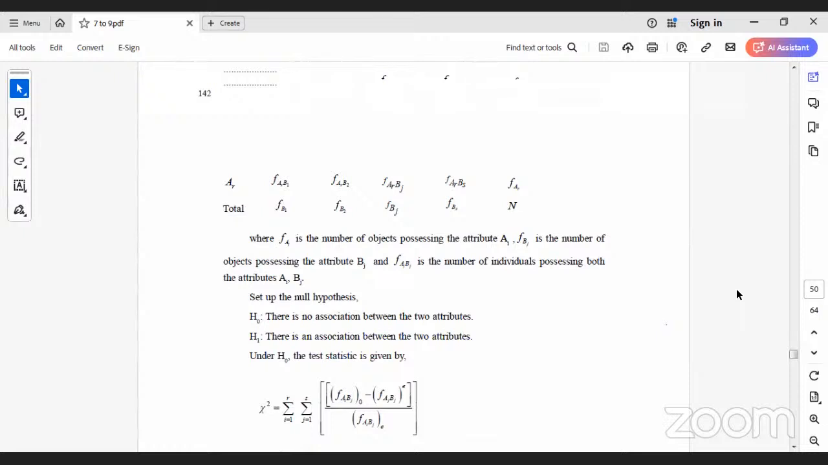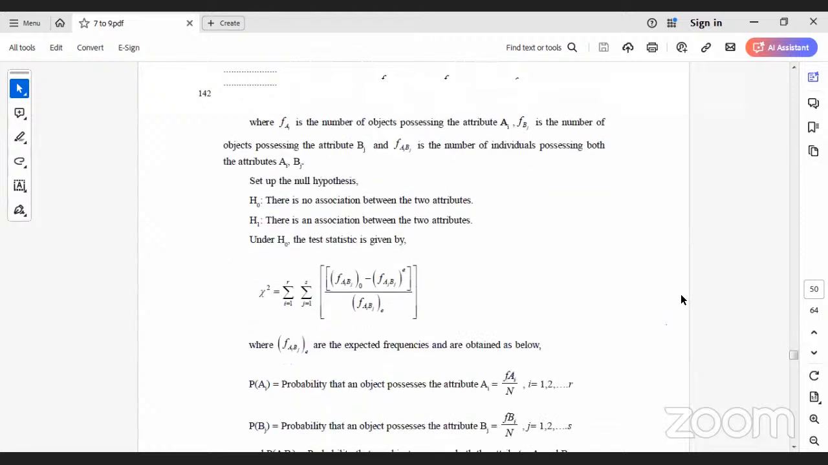So f(Ai) is the number of individuals possessing the attribute Ai, f(Bj) is the number of individuals possessing the attribute Bj, and f(AiBj) is the number of individuals possessing both attributes Ai and Bj. Set up the null hypothesis: there is no association between the two attributes.